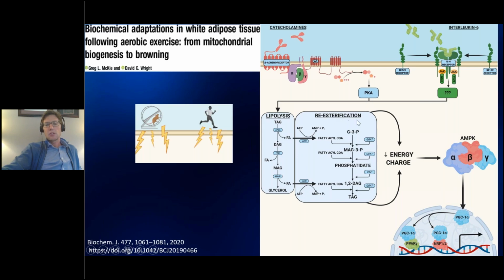And this reesterification process is an energy-intensive process requiring ATP, which may induce an energy charge deficit in the cell, which in turn activates AMP kinase, stimulating transcriptional coactivation of PGC1 alpha, which in turn induces the mitochondrial browning program within the white adipose tissue.